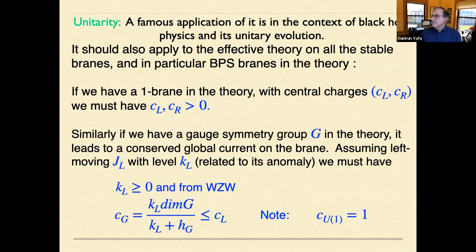The central charge of the group G should be less than or equal to the central charge of the full theory, because the balance of the full central charge and the central charge of the current algebra should itself be a unitary system. So we get a restriction that C_G is less than or equal to C_L. Note that for a U(1) gauge symmetry, this boils down to saying the central charge of a U(1) current is one. Of course, that's not surprising because it can be realized by a single bosonic current, del phi.